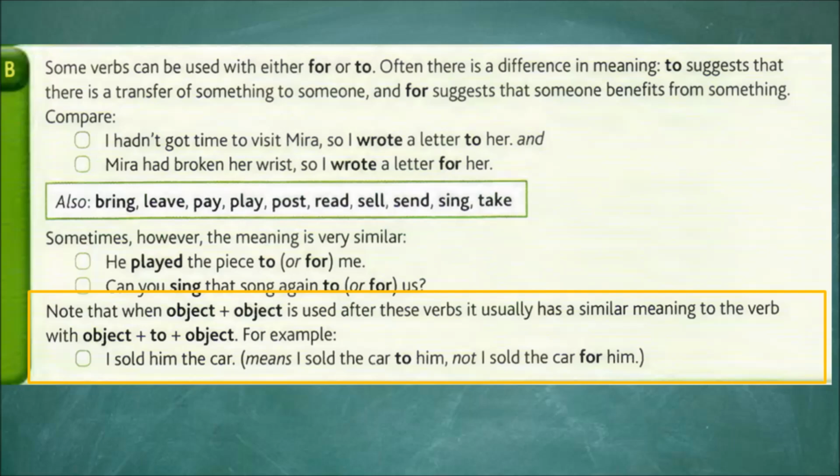Note that when object plus object is used after these verbs, it usually has a similar meaning to the verb with object plus to plus object. For example, I sold him the car means, I sold the car to him, not I sold the car for him.